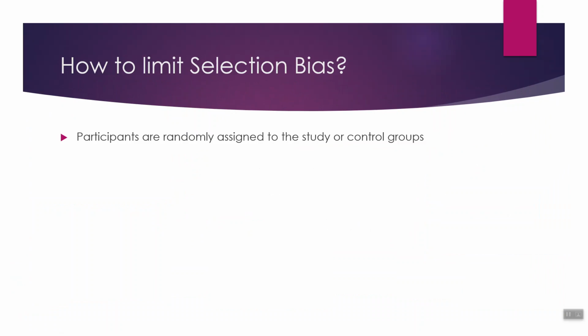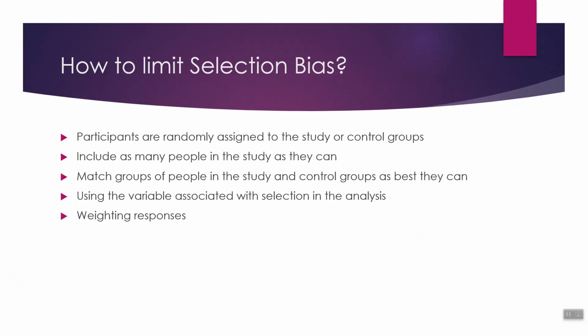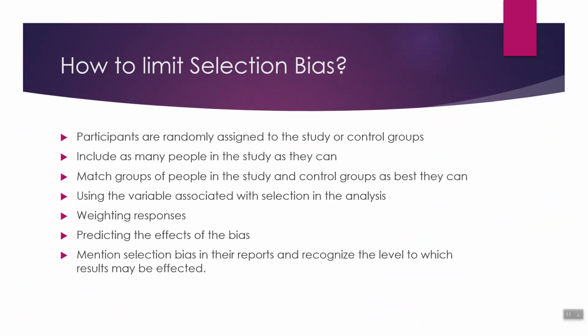Some other ways that it can be limited are to include as many people in the study as they can, to match groups of people in the study and control groups as best they can, using the variable associated with selection in the analysis, weighting responses, predicting the effects of the bias, to mention selection bias in their reports and recognise the level to which results may be affected.